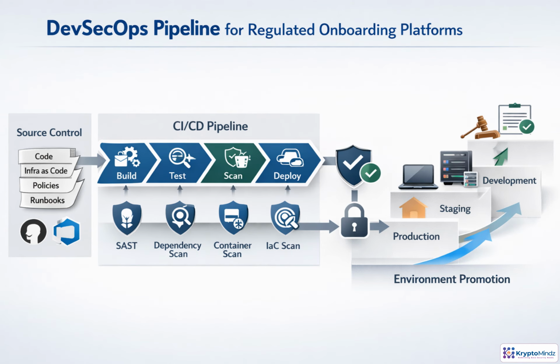A regulated onboarding platform must treat the entire pipeline as code. Application logic, infrastructure, policies, and runbooks all live in source control and move together. Every commit triggers an automated chain: build, test, packaging, multiple security scans, and infrastructure validation. Only when all controls pass does the artifact promote from development to test, staging, and finally production, with approvals and change records at each step. Compliance is enforced continuously, not as a separate project.